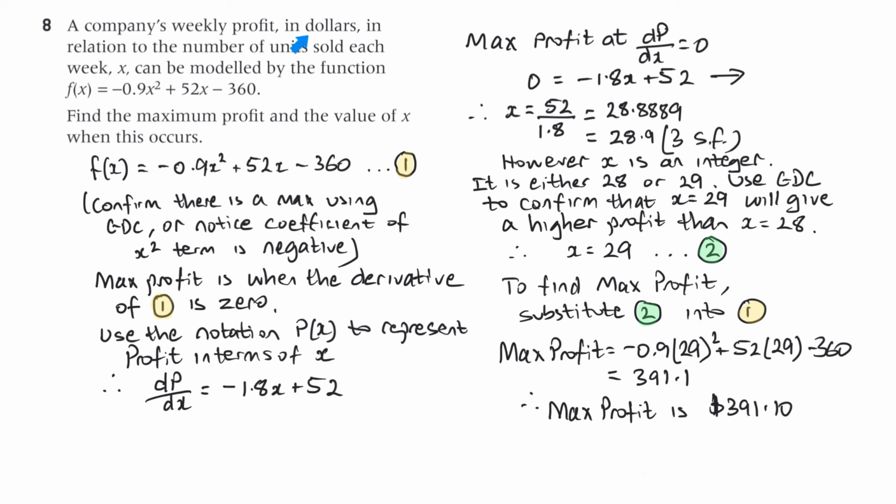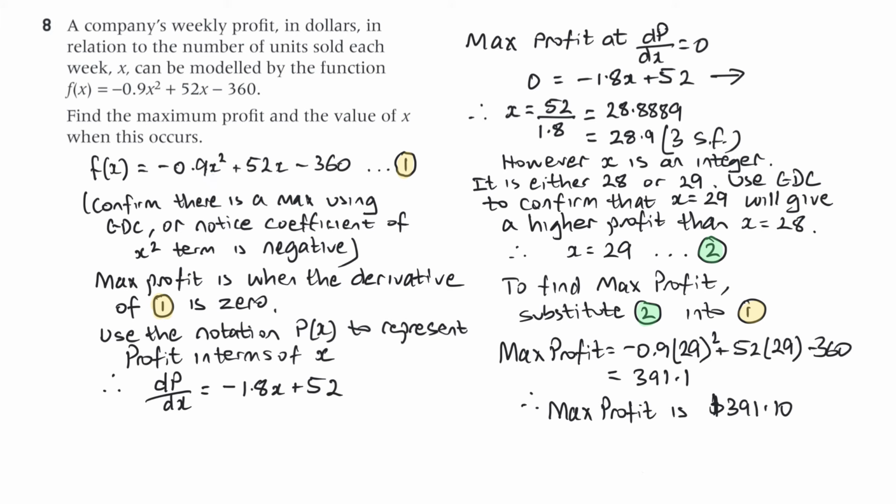Question 8, a company's weekly profit in dollars in relation to the number of units sold each week, x, can be modelled by this function. Find the maximum profit and the value of x when this occurs. Well, that's our function. We call that 1. Confirm there is a maximum using GDC, or notice coefficient of x squared term is negative. So that's a negative coefficient, so it must be a maximum.